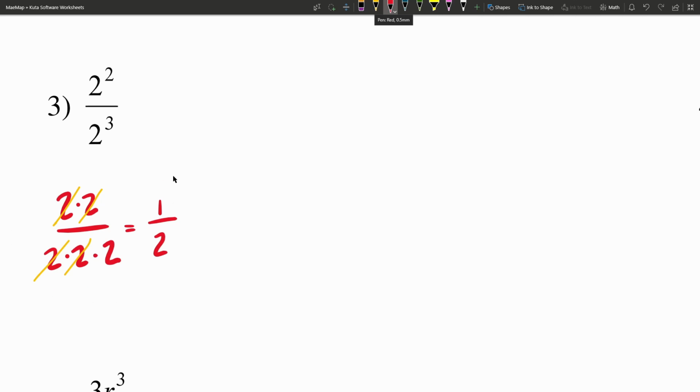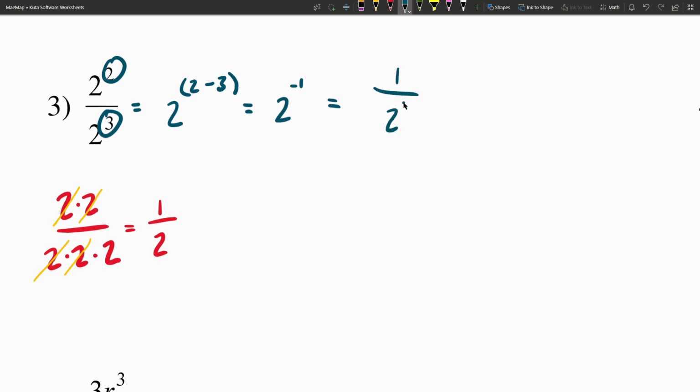But I didn't need to write all of this out to figure out that it's going to be 1/2. We can use the property of dividing with exponents. So 2 squared and 2 cubed, I have the same base in the numerator and denominator, so I can have 2 to the 2 minus 3. 2 to the 2 minus 3 is 2 to the negative 1, because 2 minus 3 is negative 1. And how do we write that? Well, it's simply 1 over 2 to the first, or 1 over 2.